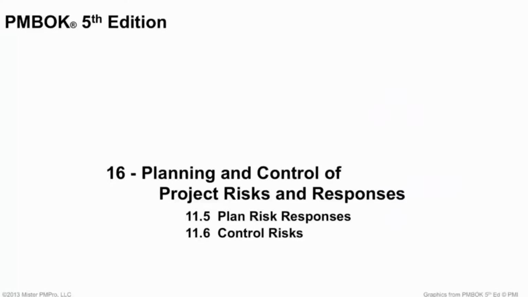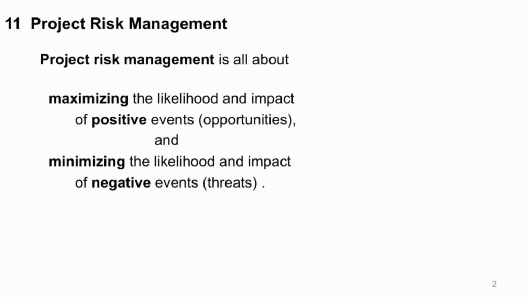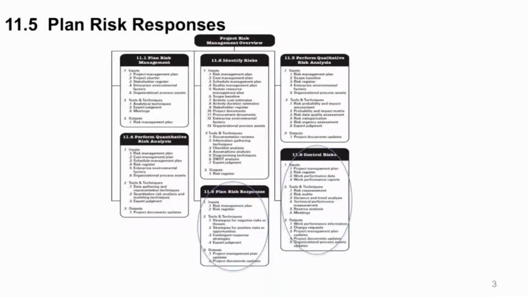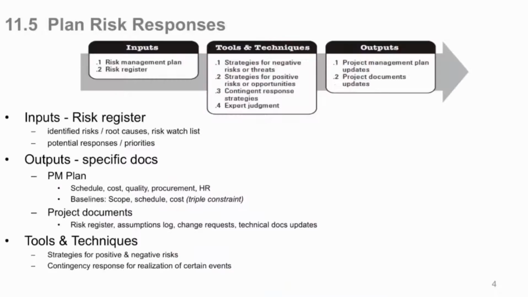Okay, here we have, to remind you again what we're dealing with, to frame this, project risk is about maximizing the likelihood and impact of positive events or opportunities and minimizing the likelihood and impact of negative events, which are threats. So we've done 11.5 down there. We're about to look at that 11.5, and then we'll also look at 11.6, control risks. So here's the ETO diagram for planning risk responses.